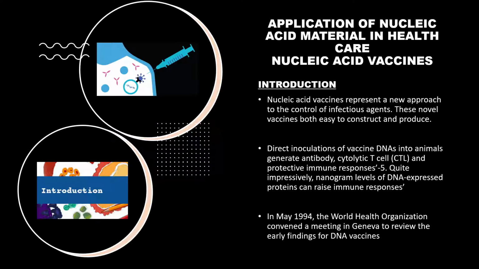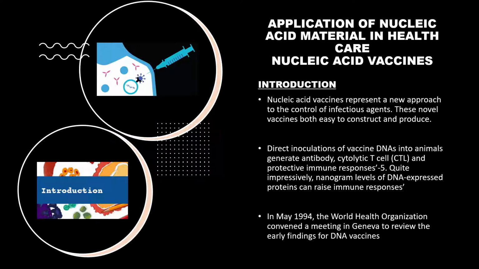Nucleic acid vaccines represent a new approach to the control of infectious agents. These novel vaccines are both easy to construct and produce. Recombinant DNA technology is used to clone DNA sequences, the protein or proteins to be used as immunogens, into a eukaryotic expression vector. The constructed plasmid is grown in bacteria and purified. The purified plasmid DNA is then directly inoculated into the animal to be vaccinated. The expression of the plasmid DNA by cells in the inoculated host produces the protein that raises the immune responses.